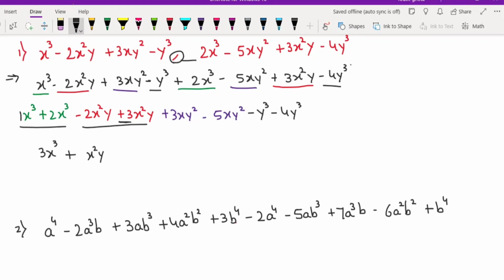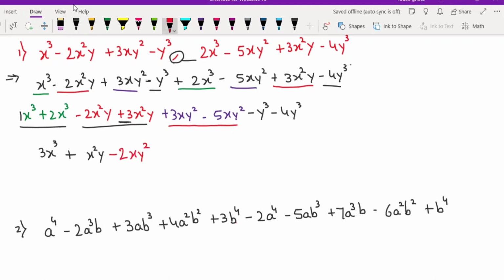So moving to the next two like terms, that is plus 3xy square and minus 5xy square. Okay, so 3 minus 5 will give us minus 2xy square. I'm writing minus because the greater term is which one? 5. And the sign for the 5 is what? Negative. So your value remains negative.